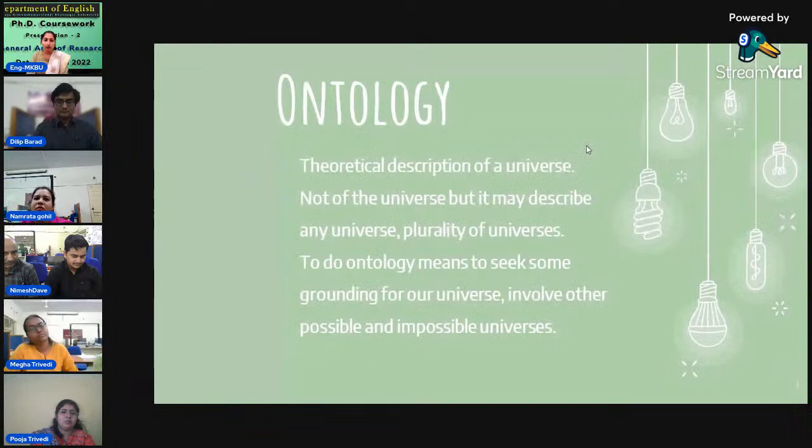Ontology, what is the meaning of ontology? It means theoretical description of a universe, not of the universe. It's not about a particular universe, but it may describe any universe and plurality of universes. And to do ontology means to seek some grounding for our universe, involve other possible and impossible universes.